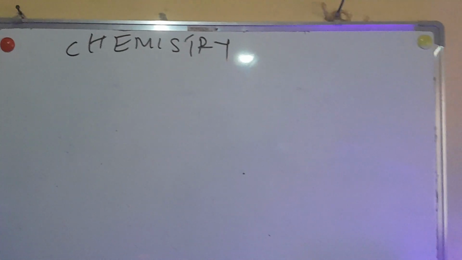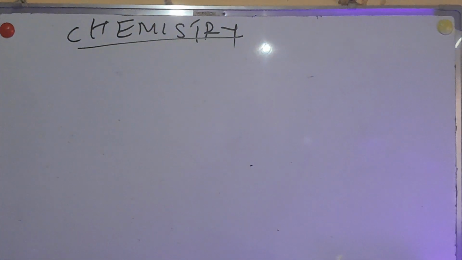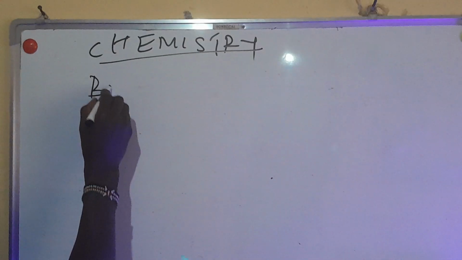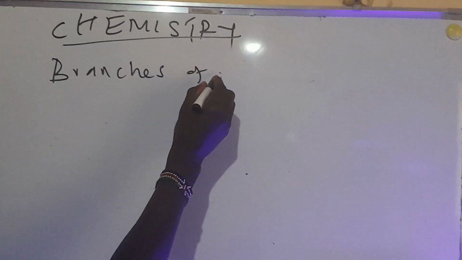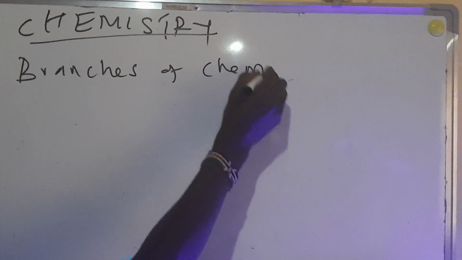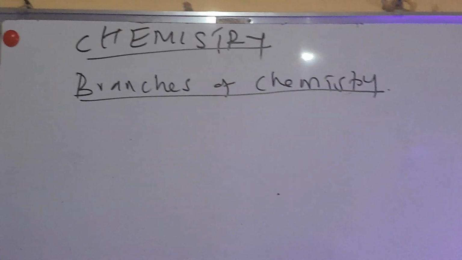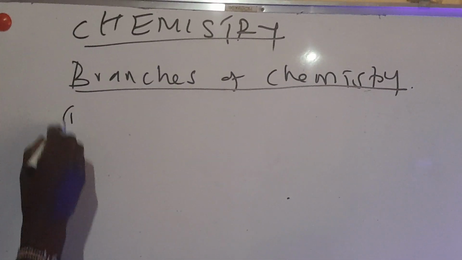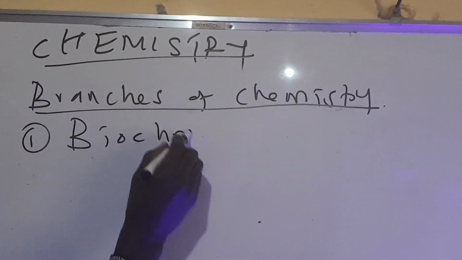It's a chemistry session, and as we understand, chemistry has 5 main branches. That is the branches of chemistry, largely. There are mainly 5 branches. That is branch number 1, that is what we call biochemistry.